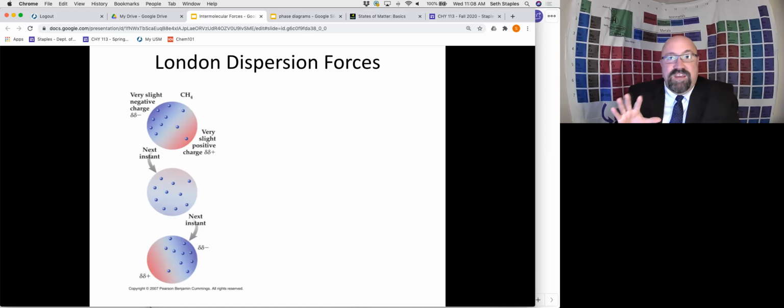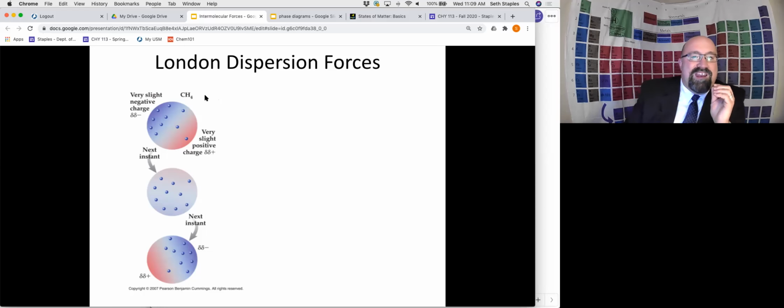But whatever the reason is, if we're talking about a molecule that is non-polar, then the only intermolecular force present would be London dispersion forces. These forces are present in all molecules, even polar molecules. However, they are the only force present in non-polar molecules. And so let's keep our discussion to non-polar molecules for now for London dispersion forces.